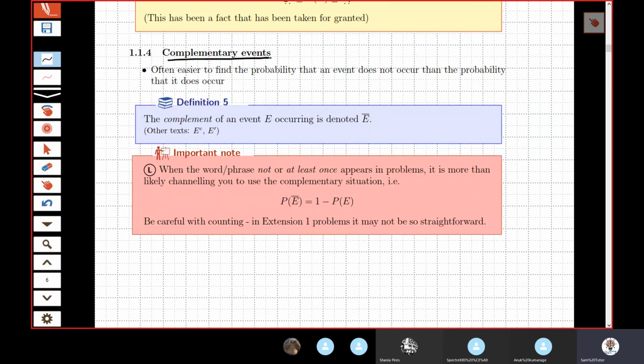Complementary events. It's obviously the opposite of the event occurring, so you've got to keep that in mind. If we're talking about the probability of flipping a head, that is the same as saying it's 1 minus the probability of flipping a tail. So it's good to remember complementary events like this. The complement of an event is 1 minus the probability of the opposite of that event. If you wanted to work out the probability of a head, it'll be 1 minus the probability that it's not a head, which means it's a tail.